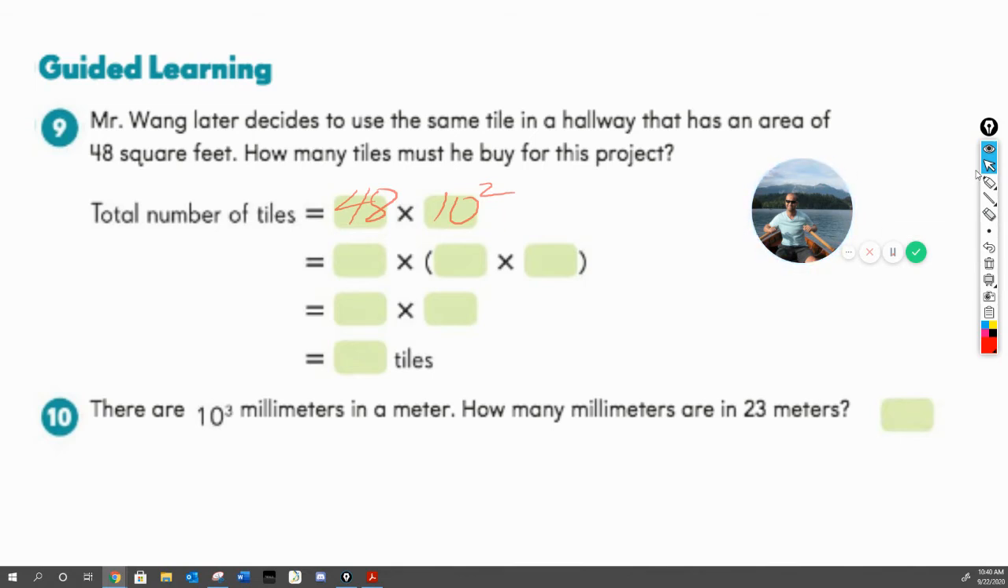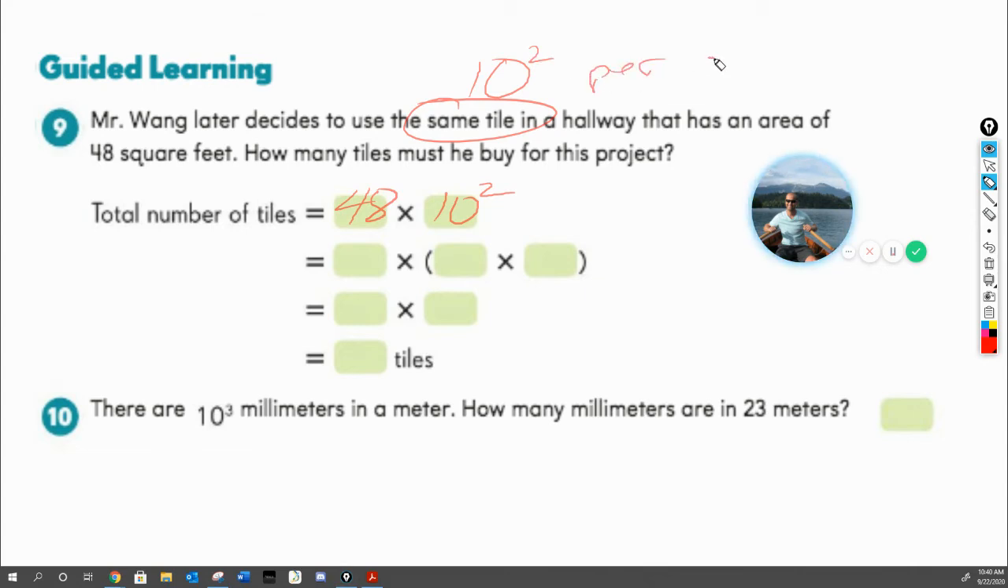Now, I think I should have clarified that he is using the same tile. Oh, why is that not working? You start being a pen right now, please. Same tile, so that means 10 squared per square foot. Okay? And he's got 48 square feet. Pause again if you need another moment. And here we go. We've got 48 times 10 squared, or 10 times 10. 48 times 100 equals 4,800 itty-bitty tiles. Bleh. But again, thankfully they come in sheets of 100.